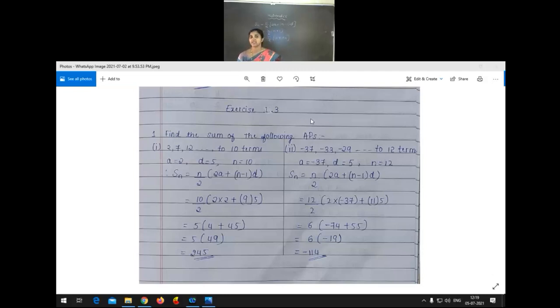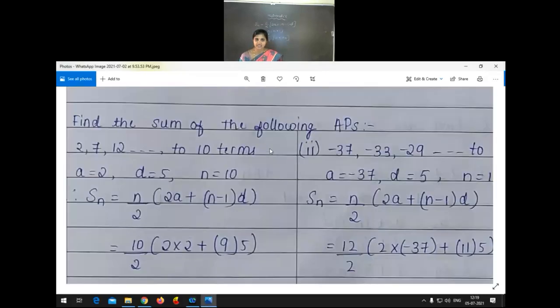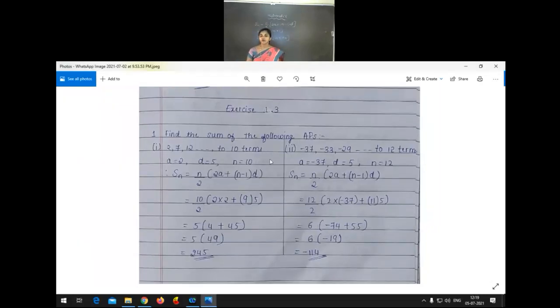Now we are moving to the third exercise, which is related to the sum of n terms of an AP. The first question is, find the sum of the following APs. Some APs are given, and we have to find the sum. The first question is 2, 7, 12, and so on up to 10 terms. They are asking to find the sum of the total 10 terms in the given AP.